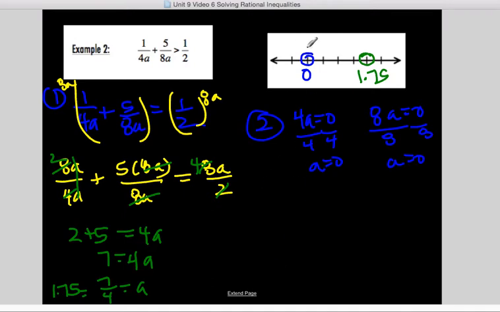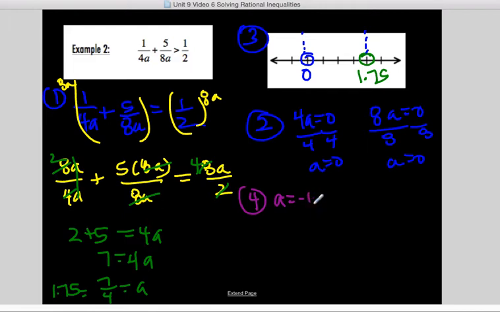Now here's where we need to test our points. So we need a point less than 0, in between 0 and 1.75, and a number greater. Okay, so here's our step 3, writing the number line. Now step 4 is our testing. Less than 0, let's do -1. So we have a.